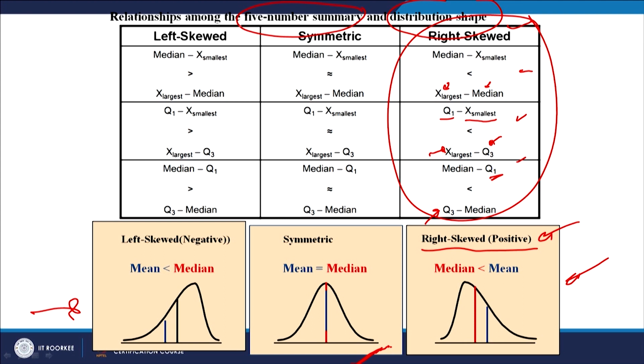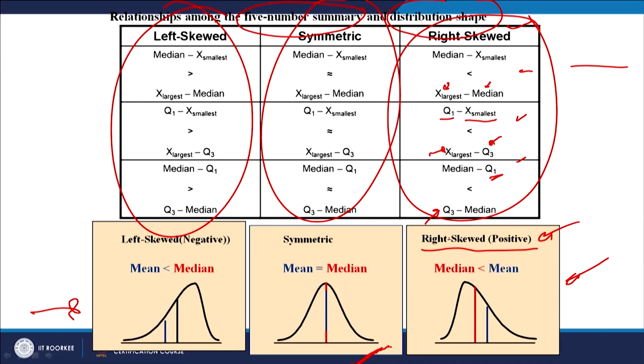Similarly, you can have 3 for left skewed and 3 for symmetric. But you need to know what is a right skewed distribution, or positive skewed distribution. Keep in mind that this is your distribution, let us say this is your 0 point, this is plus 1, plus 2, and this is minus 1 and minus 2. Since this tail is skewed towards the positive side, that is why we are calling it positive skewed.